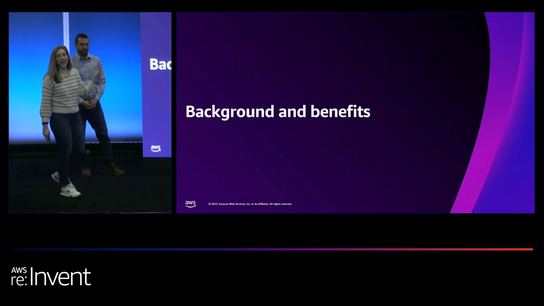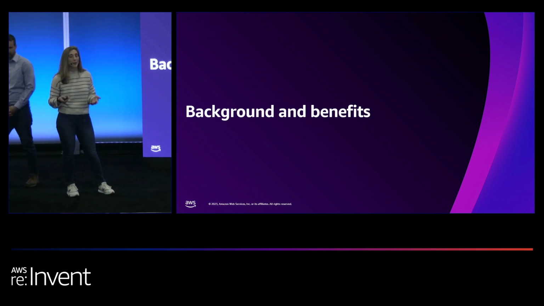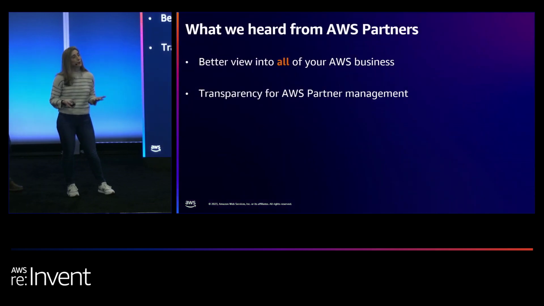So to get us started, I wanted to talk a little bit about the background of this tool. Why did we build it? Why did we deliver this to partners? And basically, it all started from partner feedback. What we kept hearing from partners is that they were looking for a better view into all of their data from AWS. And so what this really meant was they didn't want to go to Partner Central for one part of their AWS business and Marketplace for the other part. They wanted a singular 360 view.